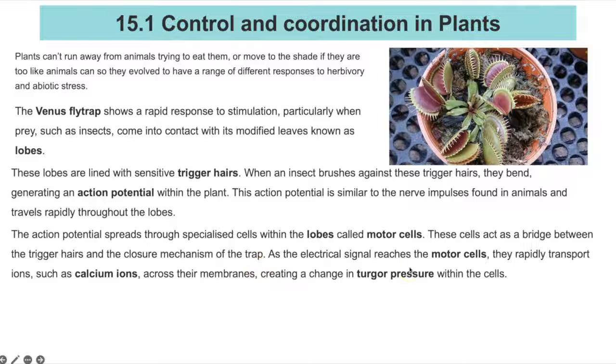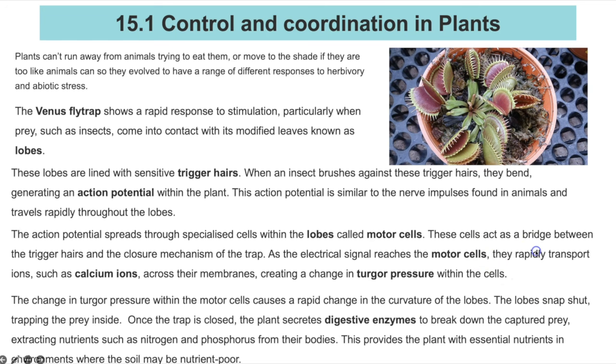And as the electrical signal reaches the motor cells, they rapidly transport ions, such as calcium ions, across the membranes, creating a change in turgor pressure of the cells. And that change in turgor pressure within the motor cells causes a rapid change in the curvature of these lobes. And that is why the lobes end up snapping shut, and as a result, it traps the prey inside.